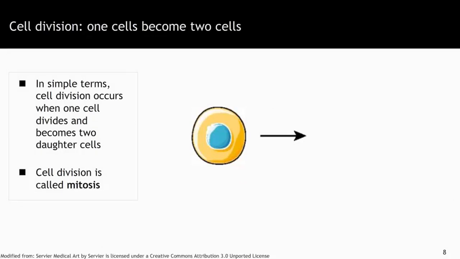So, what is cell division? Cell division is when one cell becomes 2 cells. In general, we think about cell division as producing 2 identical daughter cells, but as we will see later, that rule doesn't necessarily apply to cancer. The official term for cell division is mitosis, and you will likely hear me say that throughout this lecture.